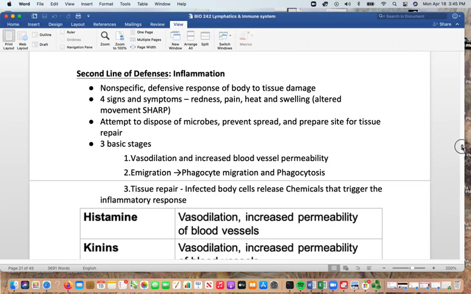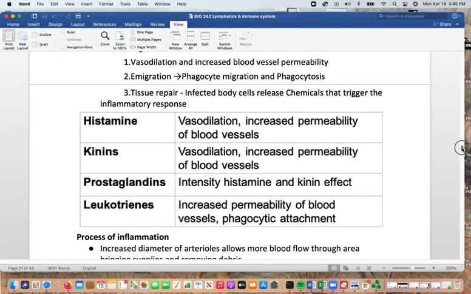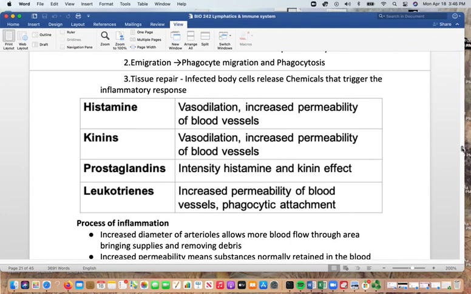So there's 3 main stages to this. First, you have vasodilation and increased blood vessel permeability. This is going to get more blood and tools to the scene. Emigration, your phagocytes are going to migrate and do phagocytosis. And then finally, tissue repair, where the infected cells are going to release the chemicals that will trigger the inflammatory response.